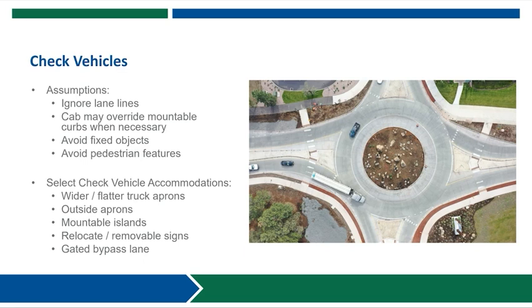There's even features like providing a separate bypass lane through the central island that's gated that would specifically allow certain combinations of very large OSOW vehicles. So a variety of strategies may be available. Ultimately, as we're evaluating those paths through, we want to be thinking about things like sign placement and fixed objects to make sure that those aren't going to be impacting the accommodation of these check vehicles through the intersection. We also want to keep in mind to avoid having the check vehicles driving up onto the sidewalk or interfering with some of the other pedestrian features to avoid those types of conflicts.